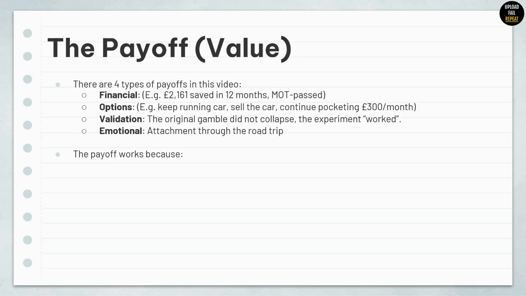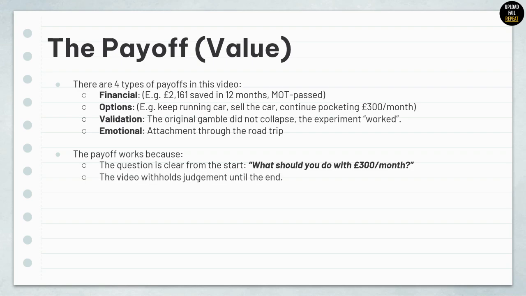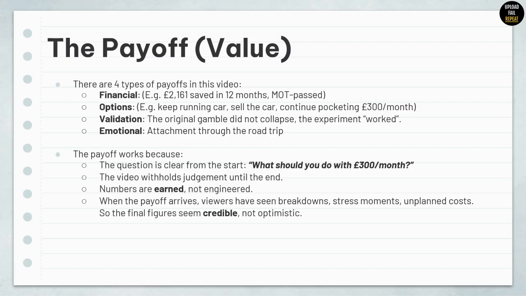The payoff works because the question is clear from the start. What should you do with £300 per month? The video withholds judgment until the end. Numbers are earned, not engineered. So when the payoffs arrive, viewers have seen breakdowns, stress moments, unplanned costs. So the final figures seem credible, not optimistic.